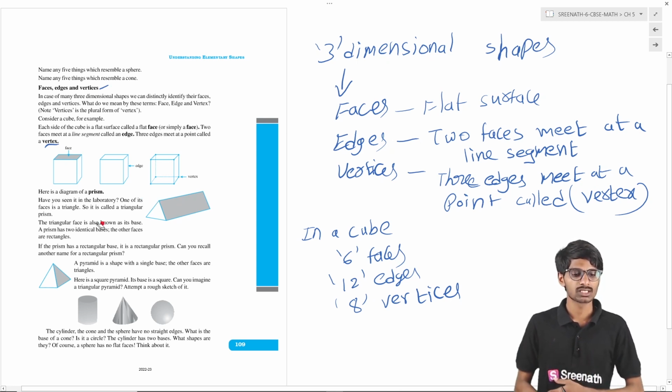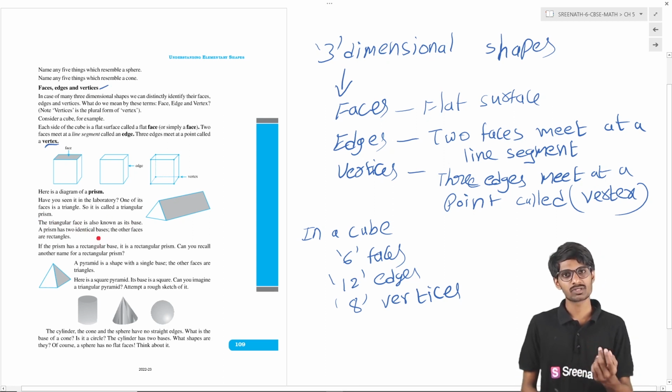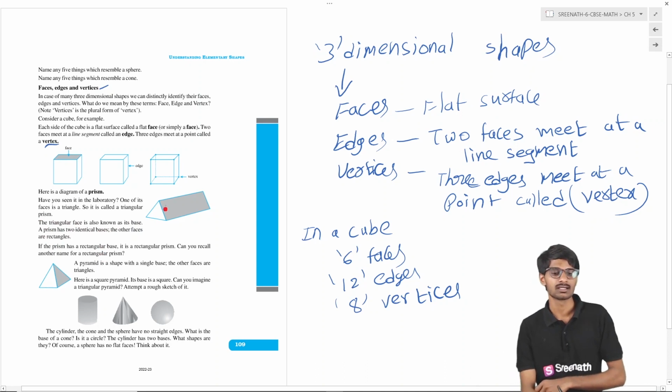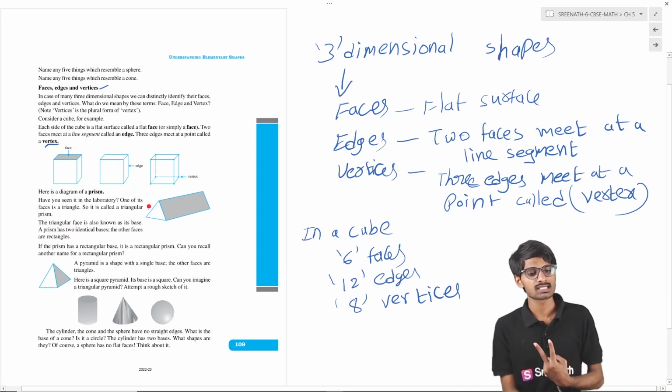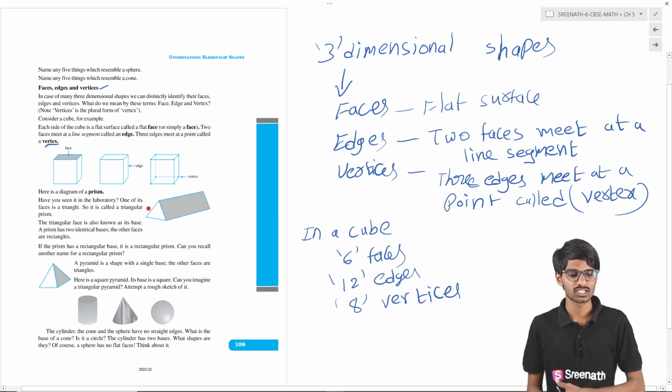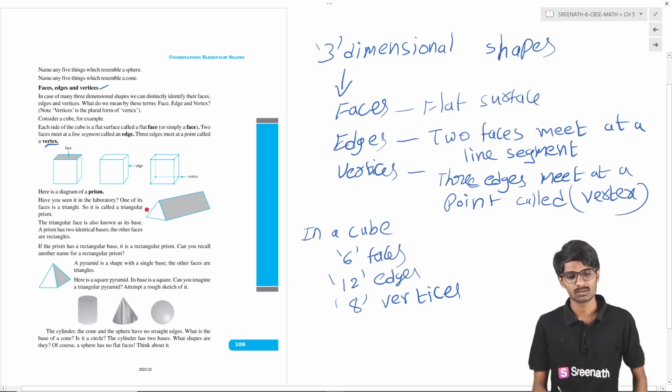Okay, students. So the triangular face, we call it its base. We call this triangular face its base, students. So finally, a prism has 2 identical bases. That base is a triangular shape, students. That is the case about prism, students.